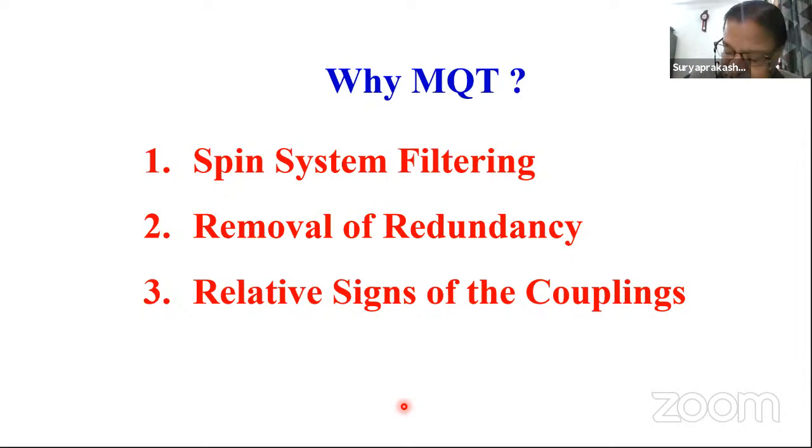How do we do that? So that's why we use multiple quantum. And then we also do what is called the spin state selection. I'll tell you, for the sake of chemistry PhD students and junior students, I consider a hypothetical molecule like this.